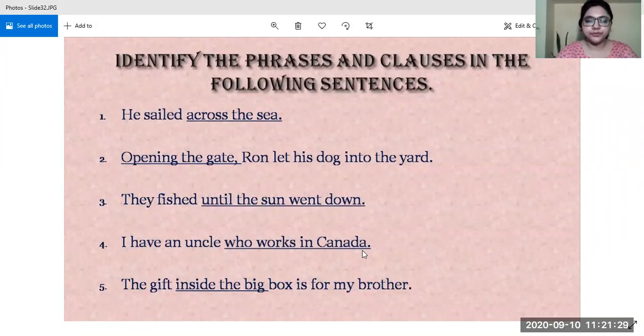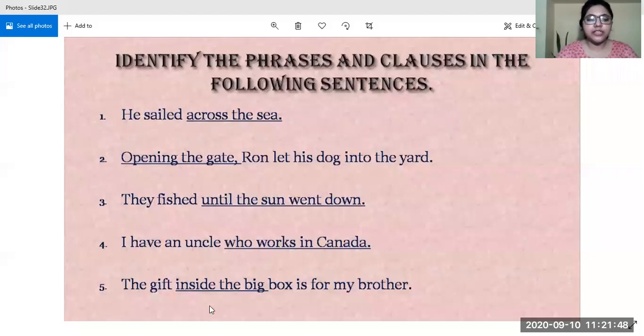Next, I have an uncle who works in Canada. Shubhi, who works in Canada is phrase or clause? It's a clause because who is the subject and works is the finite verb.